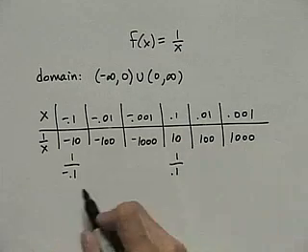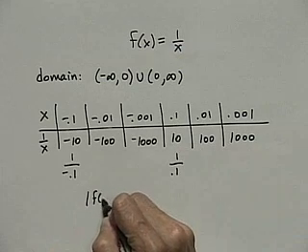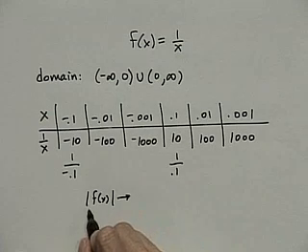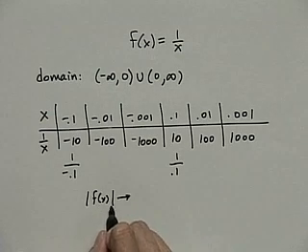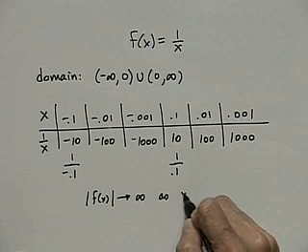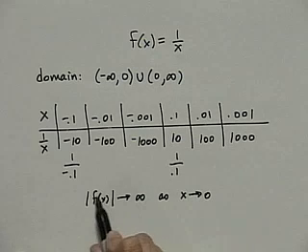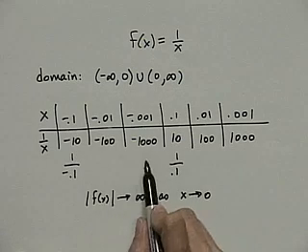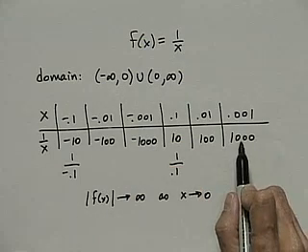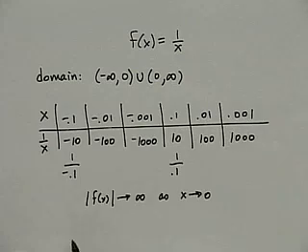We can summarize this by saying that the absolute value of the function approaches infinity as x approaches 0. And what I mean is f of x approaches negative infinity as x approaches 0 from the negative side, and positive infinity as x approaches 0 from the positive side. Let's keep that in mind and look at what happens as x gets very large or very small.